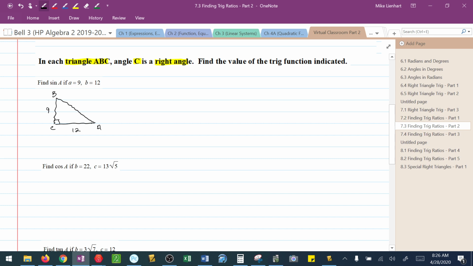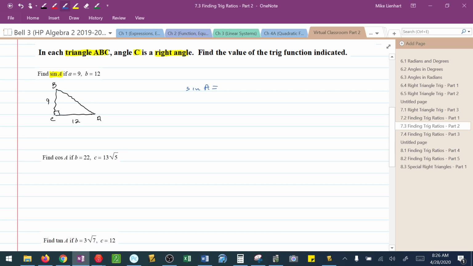Once I have this organized, I can now start to look at finding what they want me to in this problem, which is what's the sine of A. So to find the sine of A, I know that sine is defined as opposite over hypotenuse. Opposite of angle A is 9. But the problem is here, I don't know the hypotenuse. I then got to go to the Pythagorean theorem, and I'm going to call this side C. And I know that C squared is equal to 9 squared plus 12 squared, according to the Pythagorean theorem.